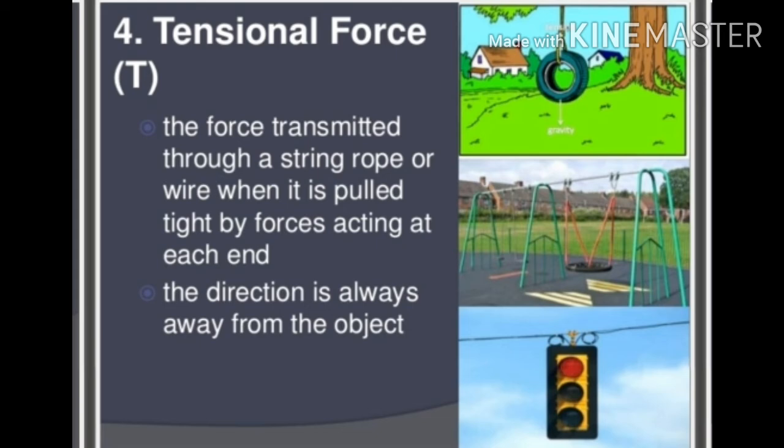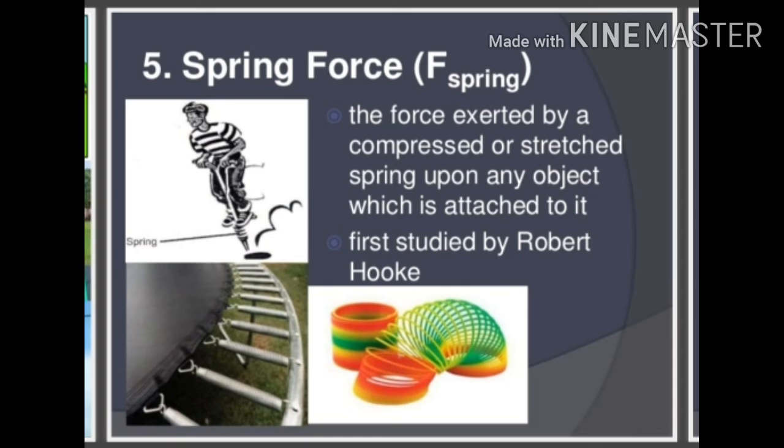Tensional force. The force transmitted through a string, rope or wire when it is pulled tight by forces acting at each end, and the direction of such force is always away from the object. Such force is known as tensional force. Spring force. The force exerted by a compressed or stretched spring upon any object which is attached to it. Such type of force is called spring force, and this type of force was first studied by the scientist Robert Hooke.